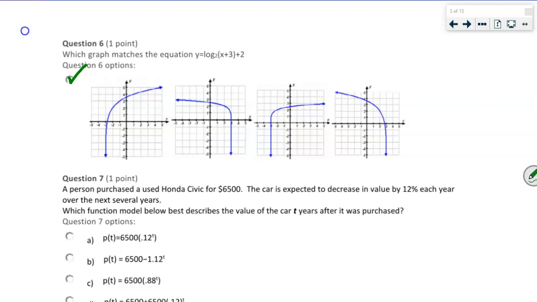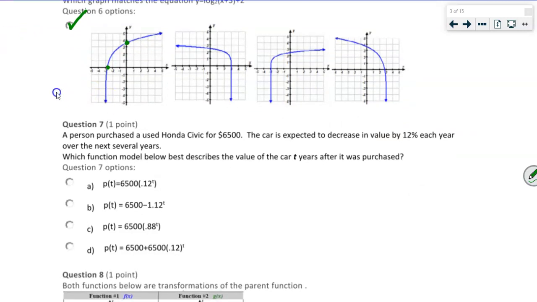Now, the other thing you could do is put 0 in for x and 0 in for y and solve this. That would show you that your x-intercept is here and your y-intercept is there. And that would also help you to solve what the answer is, okay?